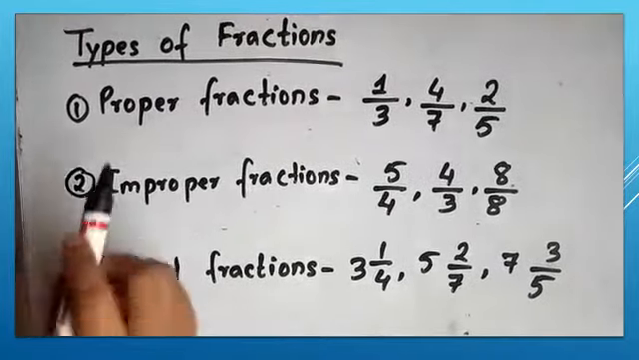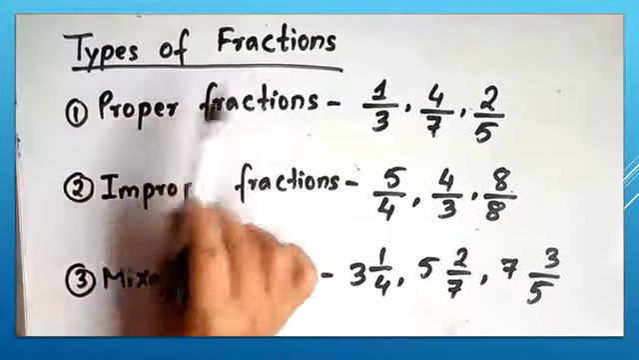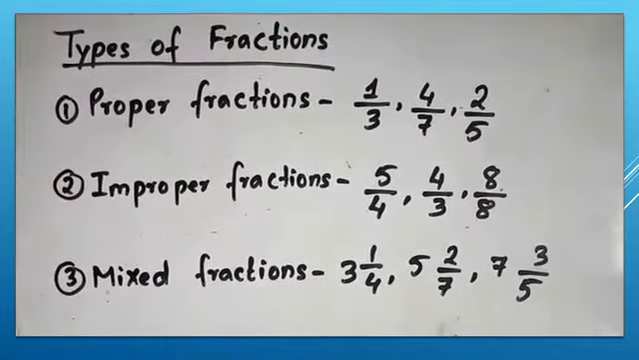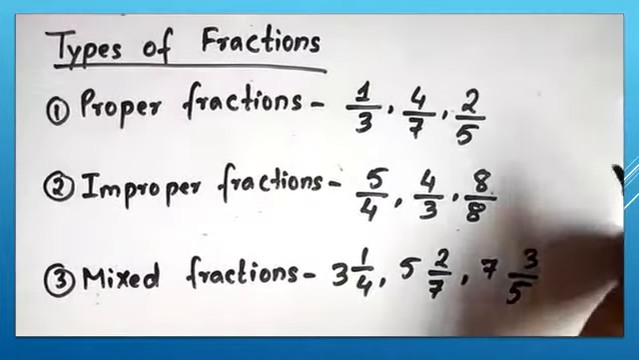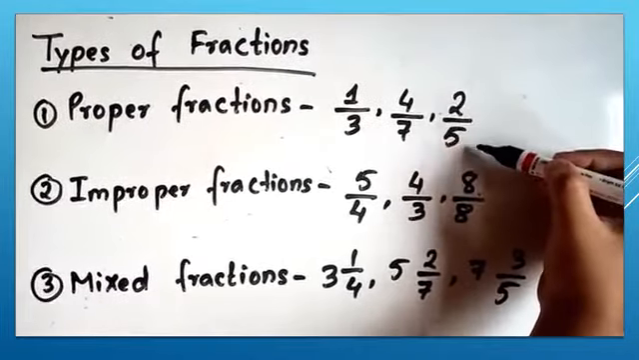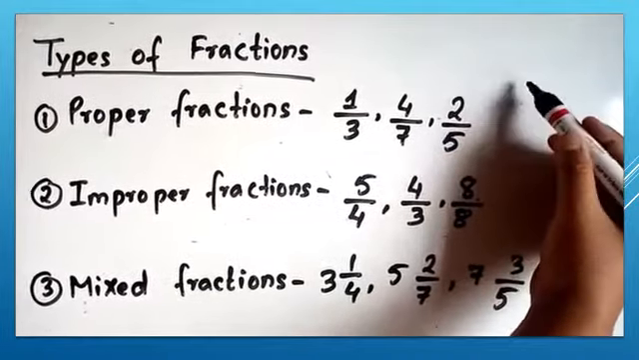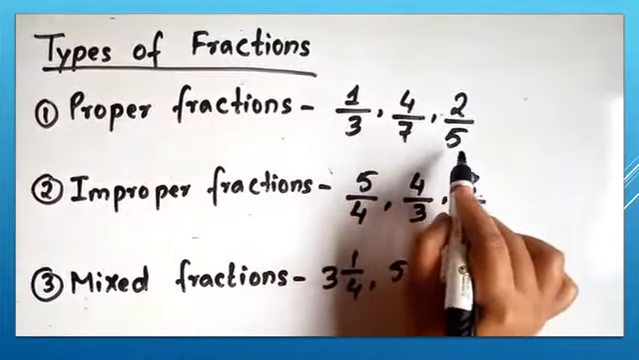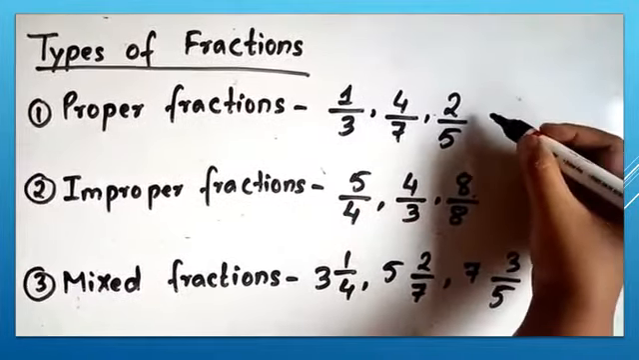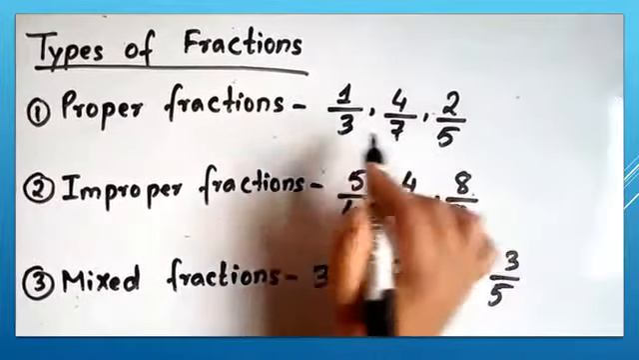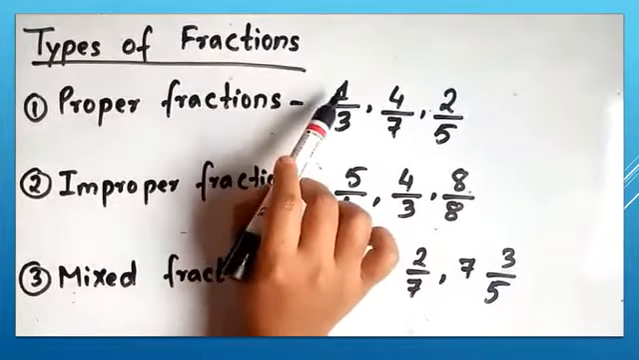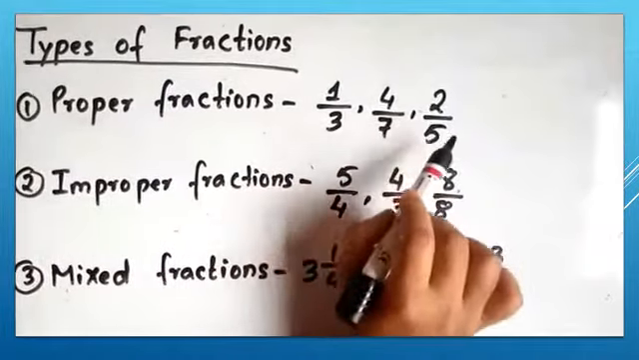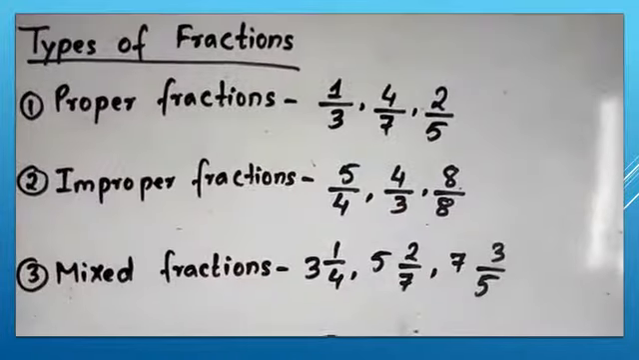Now students, let us learn the different types of fraction. Number 1 is proper fractions. In proper fractions, the numerator is less than the denominator. You know that numerator is the upper number and denominator is the lower number. So in a proper fraction, the numerator is lesser than the denominator. You can see in the examples 1 by 3, numerator is lesser; 4 by 7, numerator is lesser; 2 by 5. So these are proper fractions.